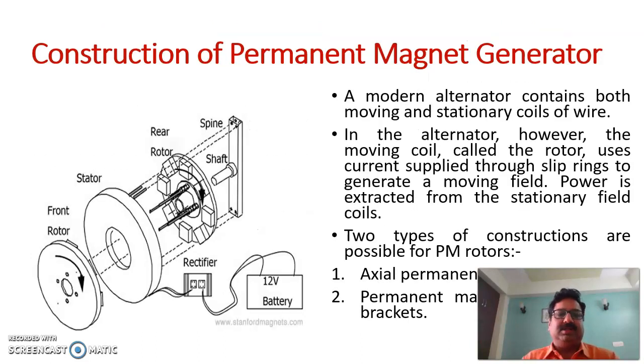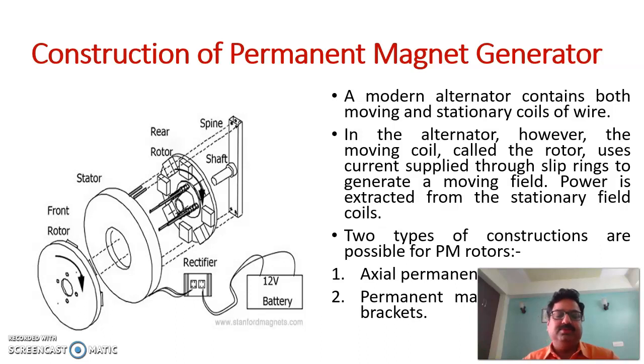If we talk about the construction of permanent magnet generators, they are similar to any modern alternator. They have moving as well as stationary coils of wires. This moving coil is called the rotor, and this uses current supplied through the slip rings to generate the moving field, and the power is taken from the stationary field coils, which we have discussed in the previous slide.